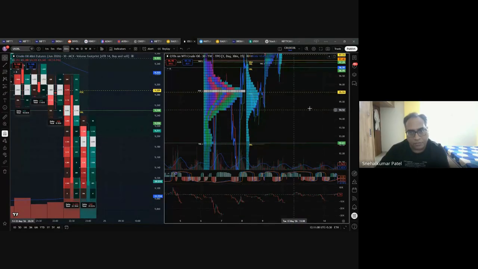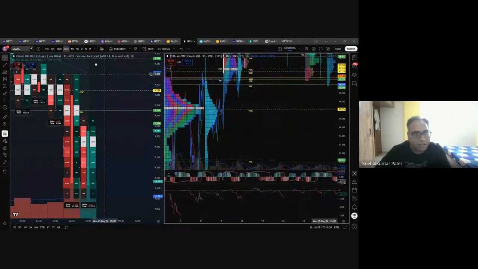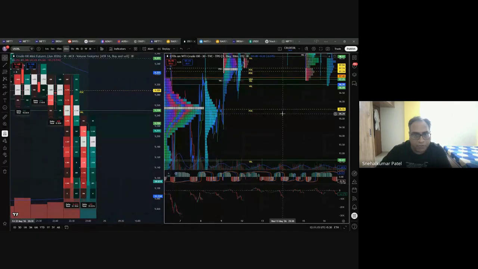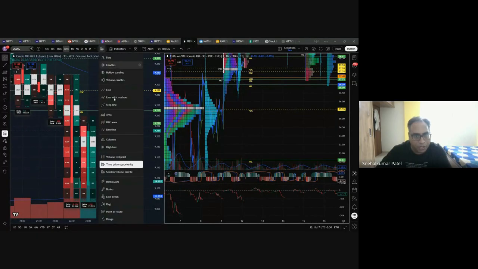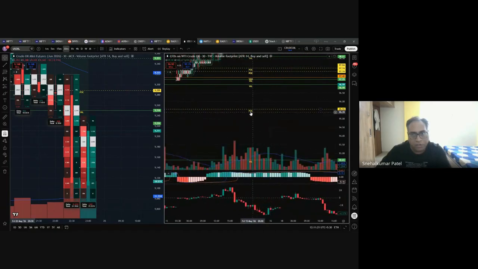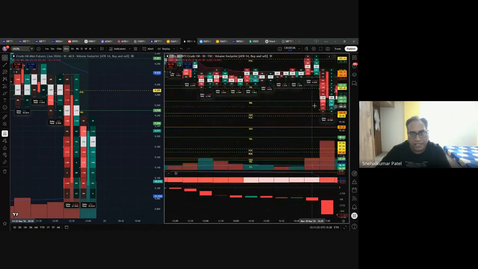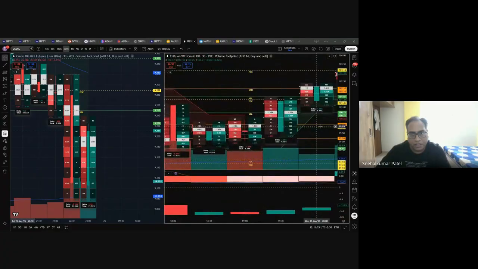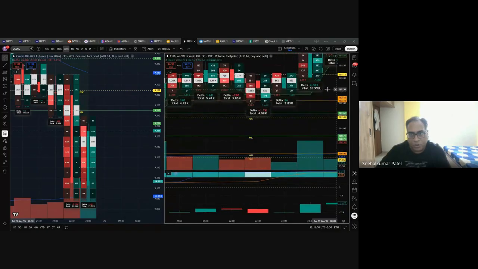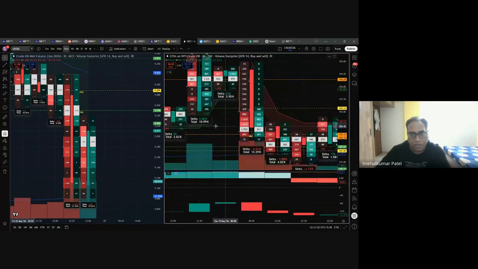So this is how the data looks, the market profile looks like in TradingView. If we look at volume footprint, this is what the order flow chart looks like in TradingView. And data looks a little bit different from Go charting, but it still shows you the data.